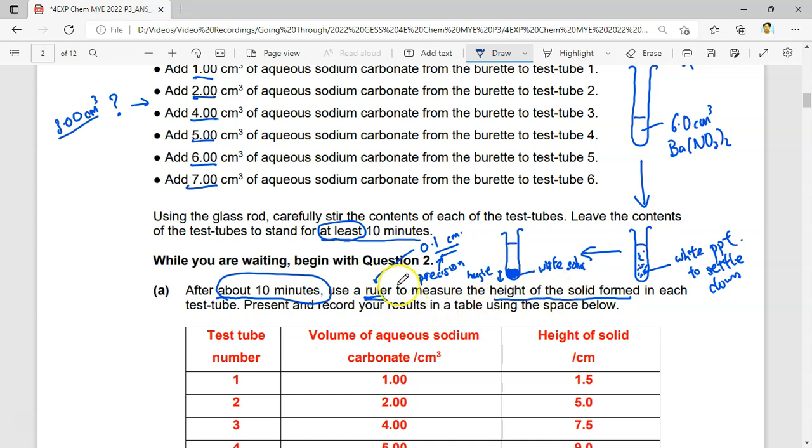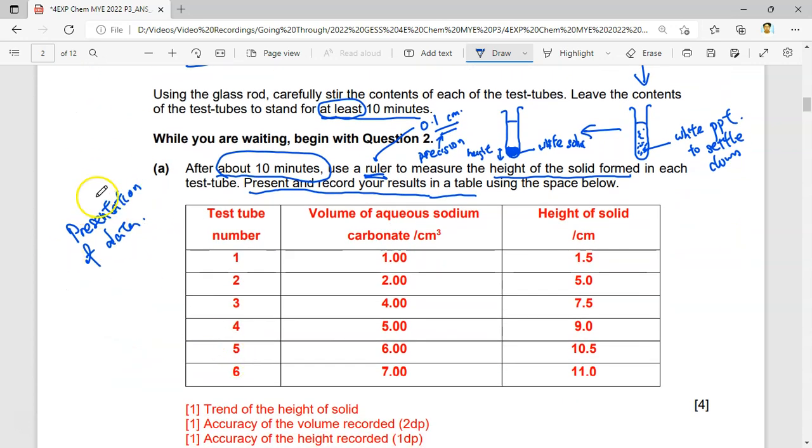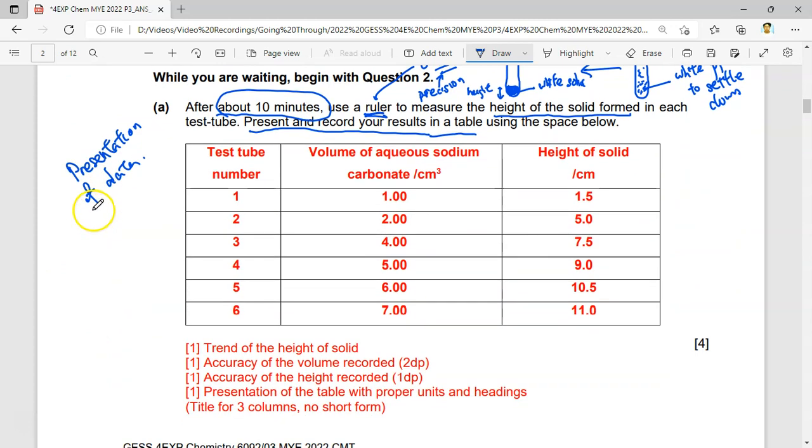So when you are doing this, you use a ruler to measure height. Once you have measured all the heights, you also present and record your results in a table. So this is a test of your presentation of data. How you go about doing this is quite important, because this is a test on your presentation of data. You realize that there will be marks allocated for how you present.